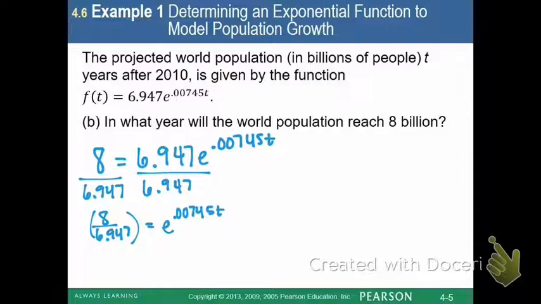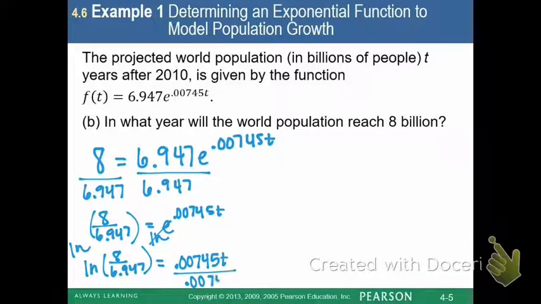So this kind of goes back to solving exponentials, right? How do you undo an exponential? You have to use a logarithm. Since the base is e, to get rid of that, I need to take the natural log of both sides, which will undo that. So I'm left with, right now, natural log of, again, just 8 over that 6.947 equals 0.00745 times t. So then our last step is going to be to divide by this decimal to get t by itself.